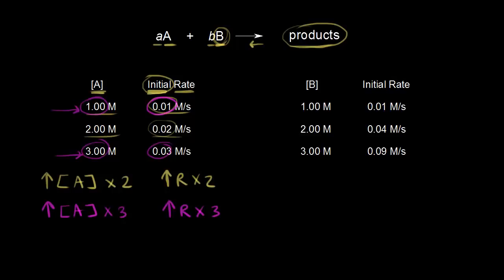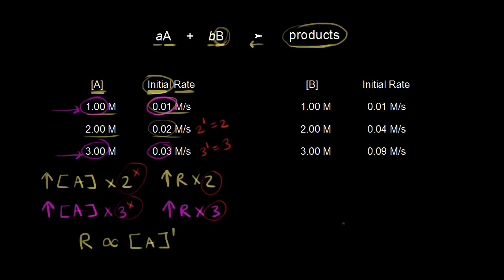All right, to figure out the relationship, you have to think to yourself, 2 to what power x is equal to 2? Obviously, that would be 2 to the first. 2 to the first is equal to 2. We could have done it for our other comparison as well. 3 to what power x is equal to 3? Obviously, 3 to the first is equal to 3. So the rate of our reaction is proportional to, that's what this funny symbol means here, the concentration of A to the first power.